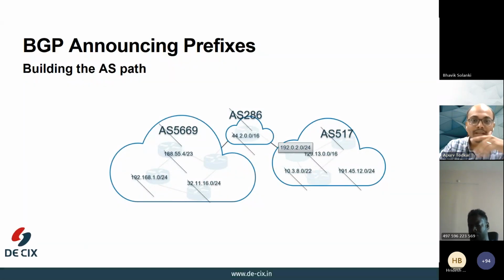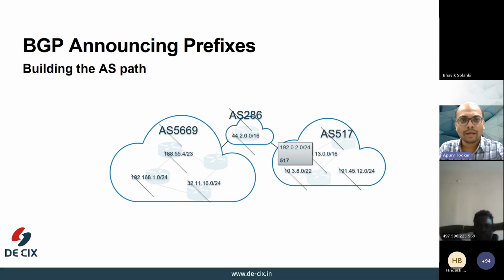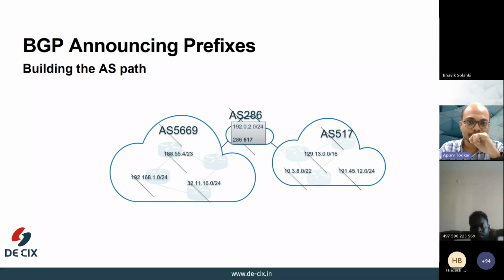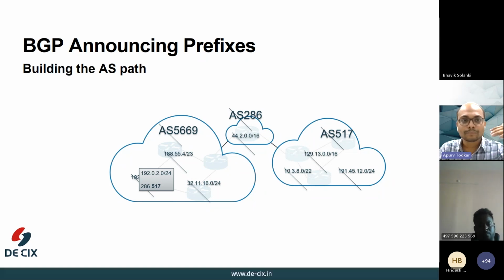So here I am announcing that I am ASN AS517 and that I am announcing a prefix. So I add my AS number to this path and announce it to AS286. Like you can see, this is the prefix announcement that I'm sending right now. And I add my AS number to the path and announce it to AS286. So AS286 adds their AS number and announces it to its neighbor, that is AS5669.